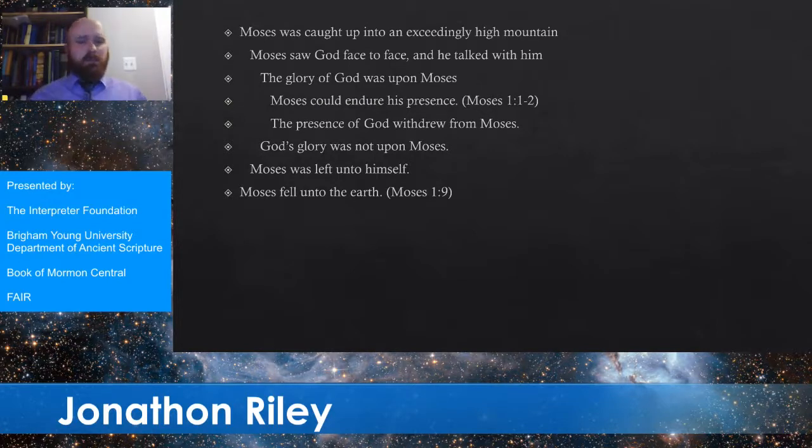Chiasmus has the potential to be an immensely helpful tool in analyzing the Book of Moses because it could help guide readers through the text and help them understand the main foci of various portions of the text. These examples, while useful, are only a place to begin.